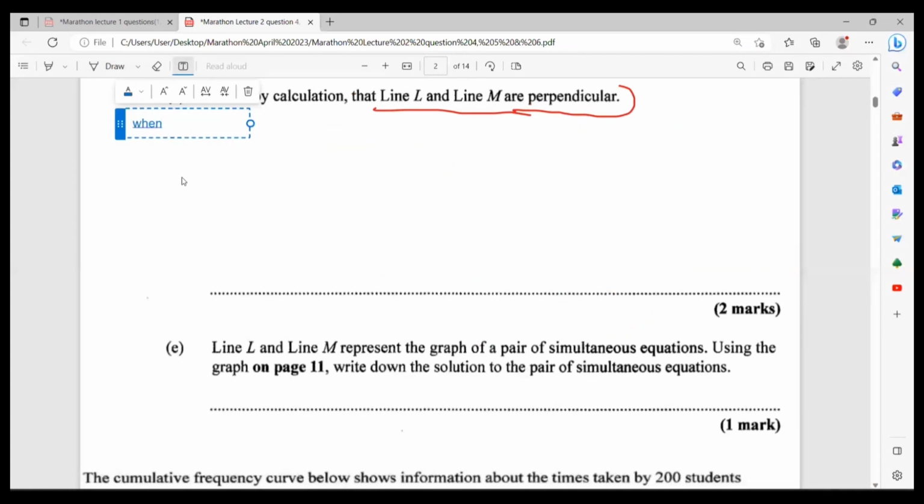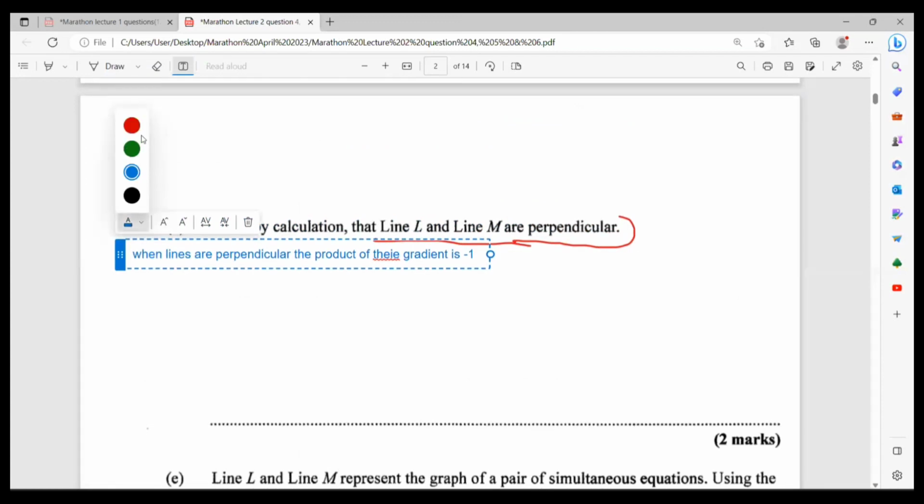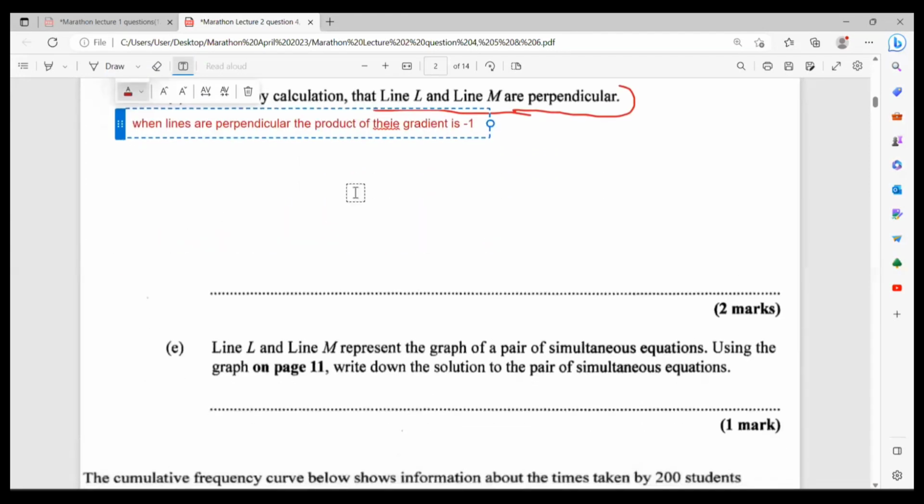When lines are perpendicular, the product of their gradient is -1. Jody, Rodney, what were you saying now? Listening now. No, sir, I thought it was the other one. It's okay. Oh, I just realized what you said. You said they are the same. Okay.